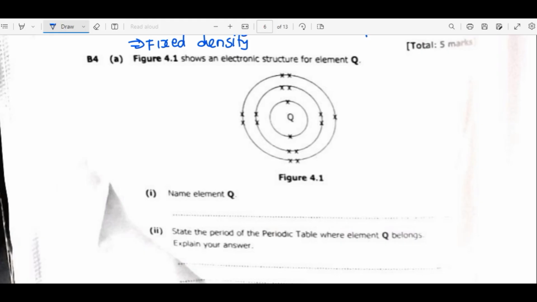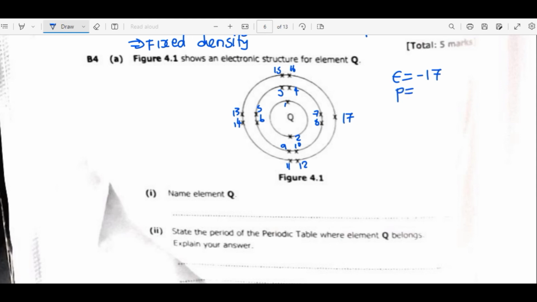We move on to question 4. Figure 4.1 shows an electronic structure for element Q. Roman number 1, name the element Q. For us to name the element Q, first we are going to count the number of electrons that it has. So we have 1, 2, 3, 4, 5, 6, 7, 8, 9, 10, 11, 12, 13, 14, 15, 16, 17. So there are 17 electrons.